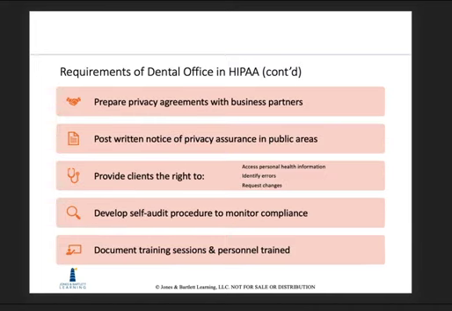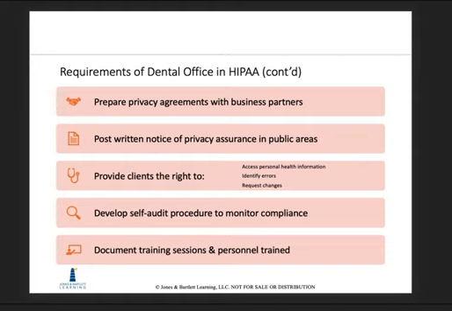We also must prepare privacy agreements with business partners, which we have, right? If we need access to patients' information, like x-rays, that is our most common type of transaction of patient information. And then also a lot of times offices will want patients to sign a similar records release type of form before they will send us x-rays or other information. Again, we have that written notice of privacy assurance in public areas.